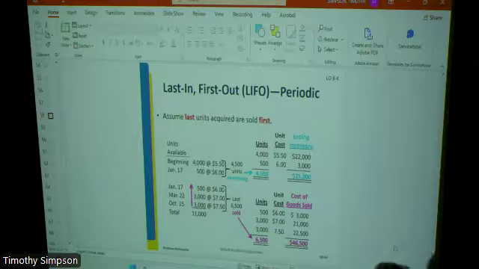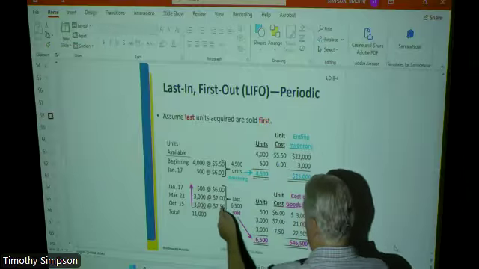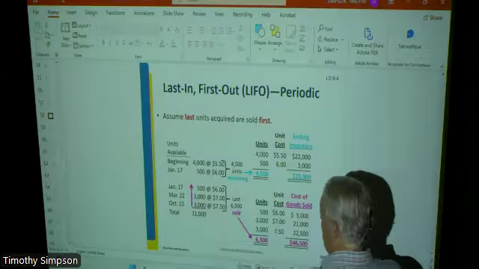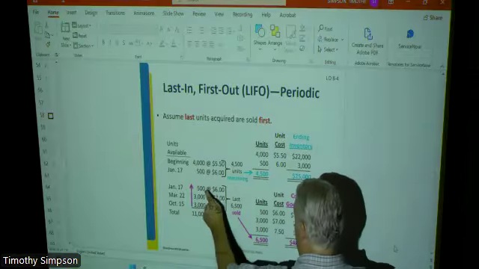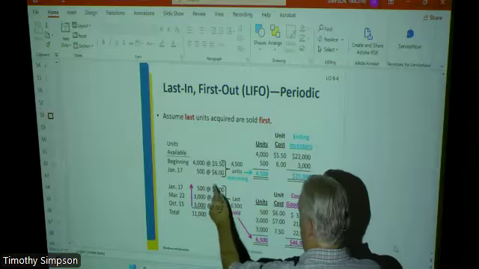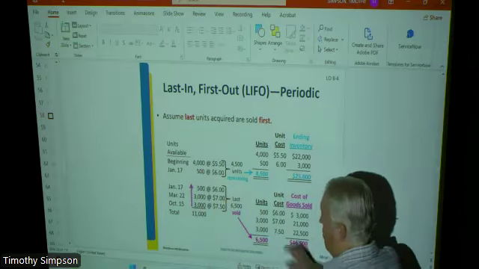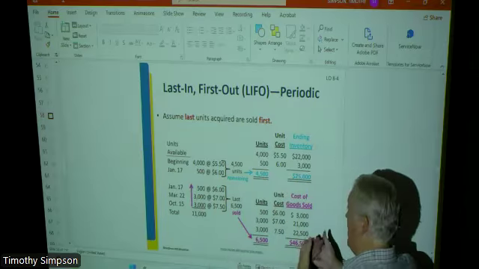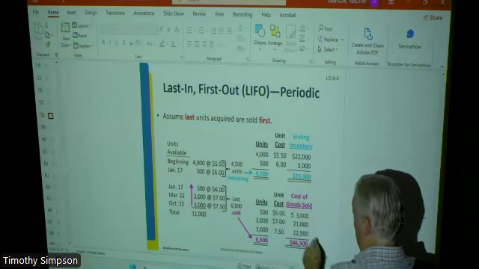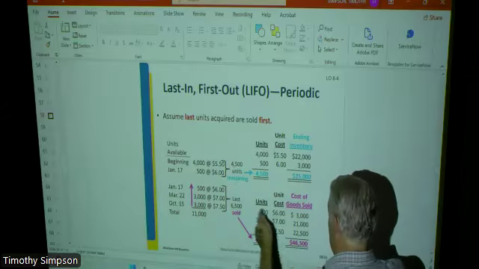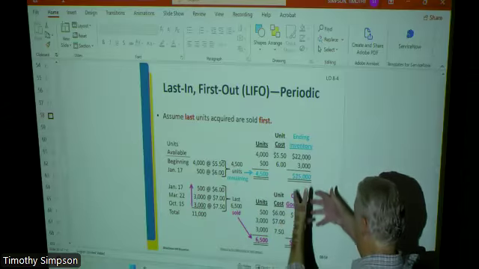Well, what are 6,500 units? We're going to sell the 3,000 at $7.50, boom, right? 3,000 at $7 there, boom. And we need 500 more units. It's going to be this 500 at the 6, which by the way was 1,000 of a purchase layer. We're going to split that in half, and we're going to assume that only 500 of that 1,000 were sold.